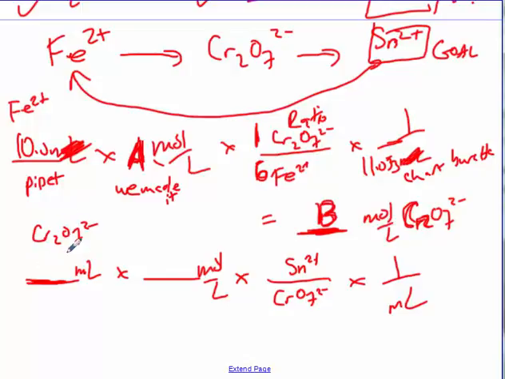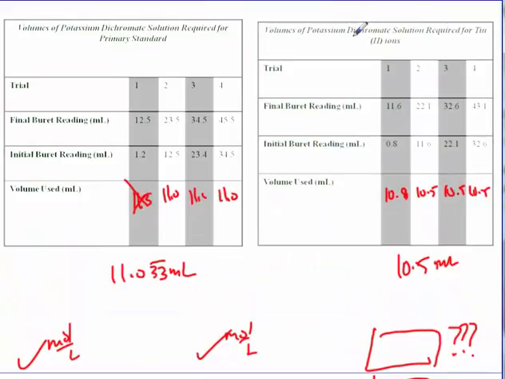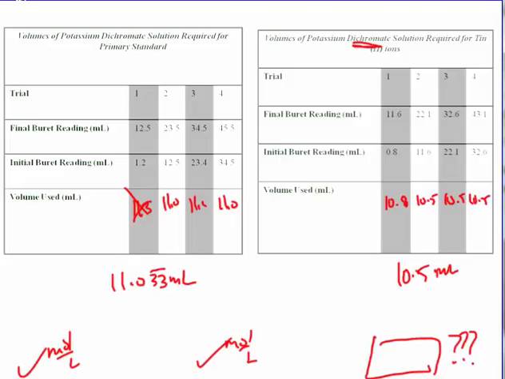So I need to know the volume of dichromate used. And that's actually why we have a second chart, because this is a chart, again, for how much dichromate is used. So it was 10.5 milliliters in the second set of titrations. Fortunately, we now know dichromate's concentration because we just found it. So whatever you get for B, that's going to go right here. We need to know the ratio of tin 2+ to dichromate. So I'm just going to cheat a little bit here and find them in the data booklet.